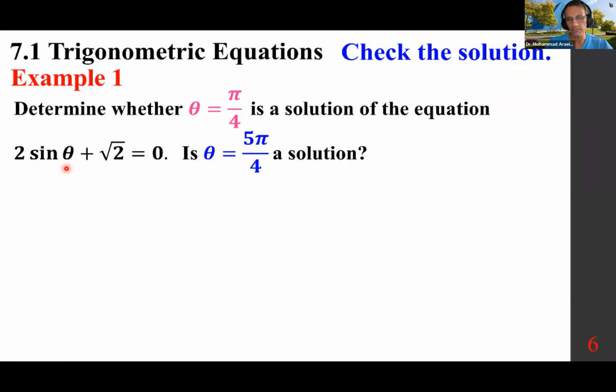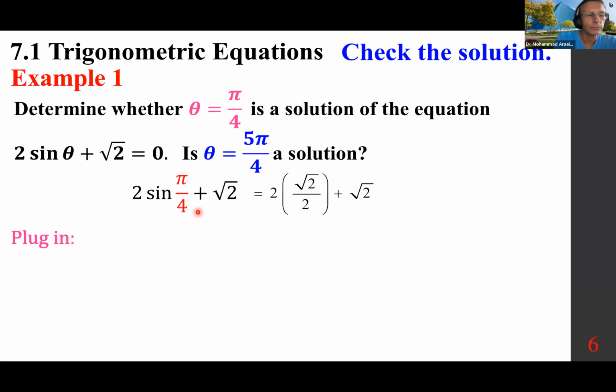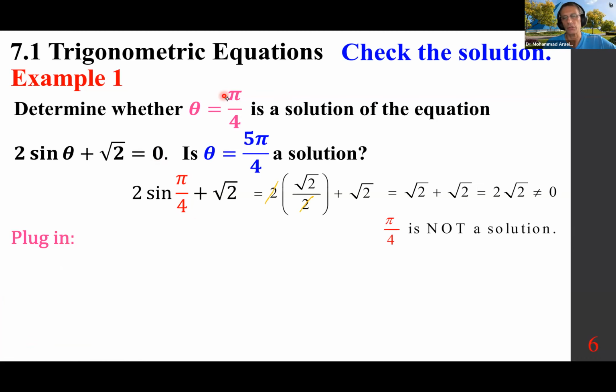Plug in. 2 sine of pi over 4 plus square root of 2. And is it equal to 0? That's what we are looking at. Well, this is a common arc, sine of pi over 4 is square root of 2 over 2. And now we have square root of 2 plus square root of 2, which is 2 square root of 2. Is it equal to 0? No. Therefore, pi over 4 is not a solution.